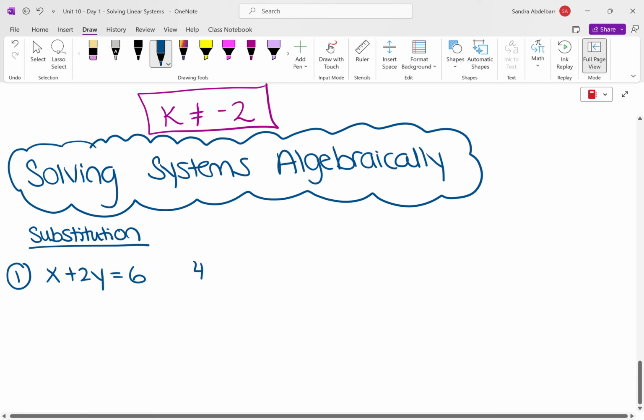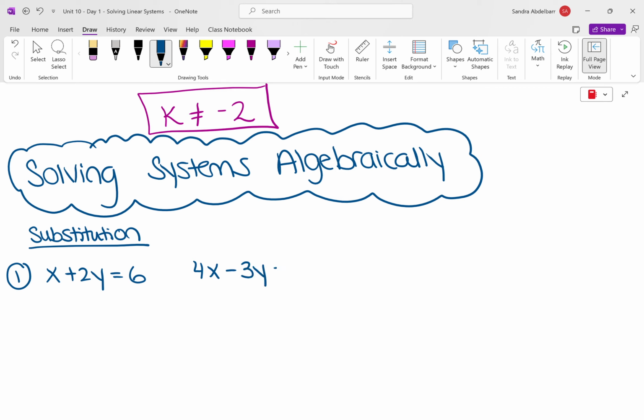All right, so our first method is substitution. Let's say I have x plus 2y equals 6, and I have 4x minus 3y equals -9. What you want to do is take one of the equations and solve for one of the variables. It does not matter which equation you manipulate, and it does not matter which variable you solve for. But there are options that are better than others. So in this first one, it is best to solve for x in that first equation.